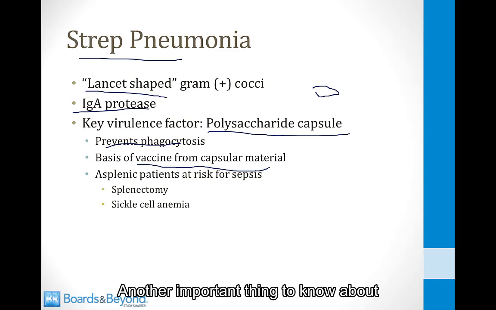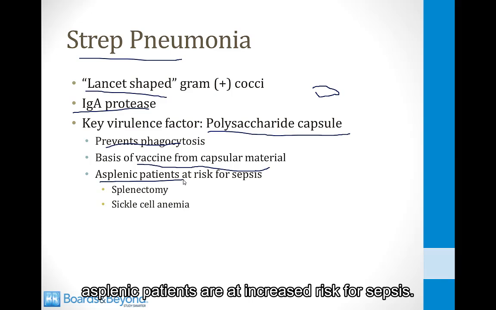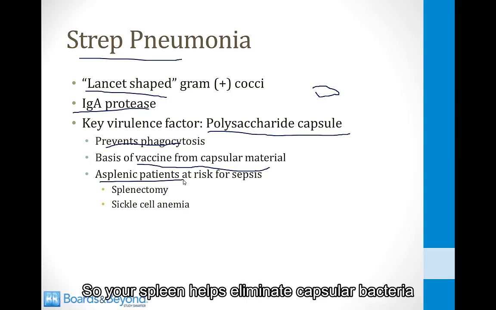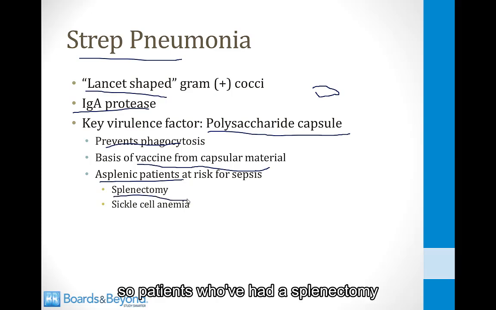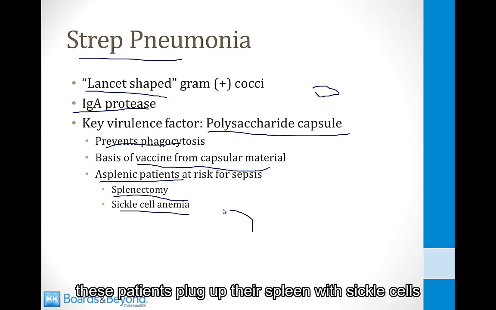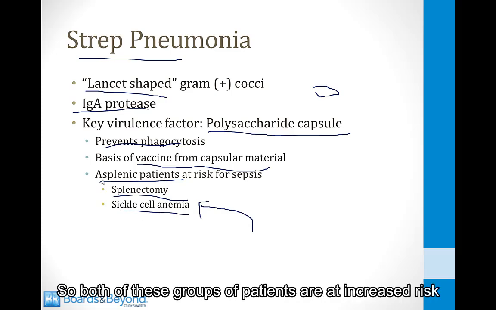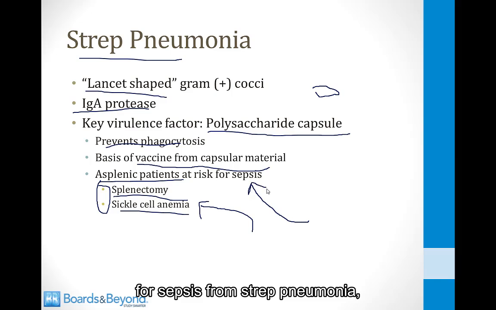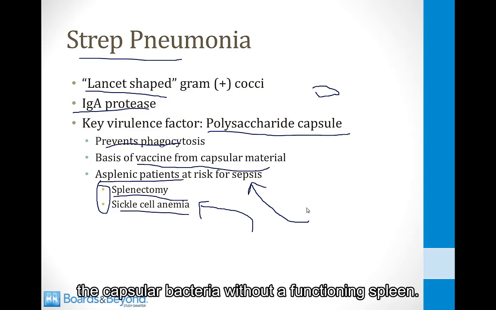Another important thing to know about that's a result of the capsule is that asplenic patients are at increased risk for sepsis. So your spleen helps eliminate capsular bacteria. So patients who've had a splenectomy or patients who have sickle cell anemia, these patients plug up their spleen with sickle cells and they are functionally asplenic. So both of these groups of patients are at increased risk for sepsis from strep pneumonia, and that's because they have trouble clearing the capsular bacteria without a functioning spleen.